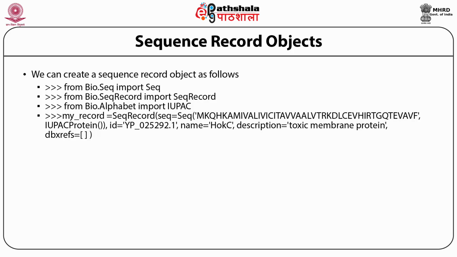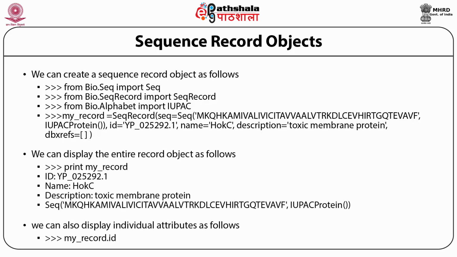That is the ID for this particular sequence. So I give the ID and then I give a name for that. The name is HOKC, that is the name of the protein, and then a description. What is that protein? It is a toxic membrane protein, and the corresponding database cross references. Here it is empty, so I give an empty square bracket. So this command will create a sequence record object in the name of my_record, and then we can simply display this my_record by saying print my_record.